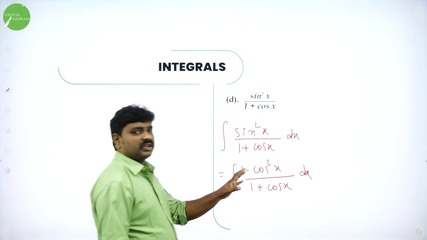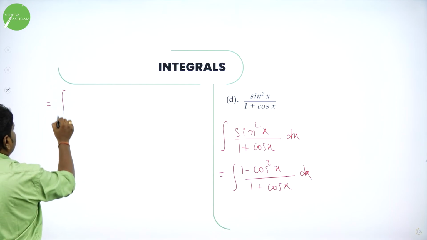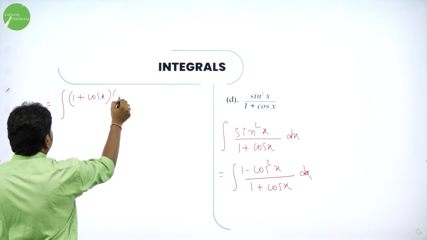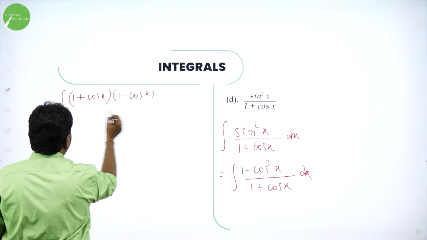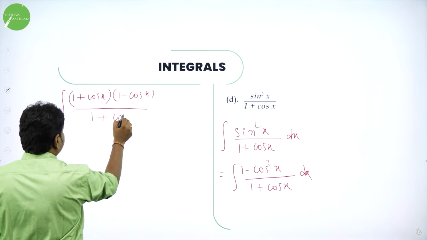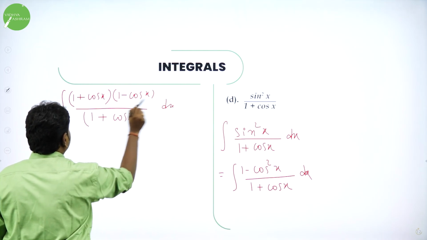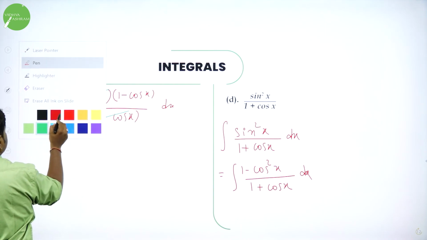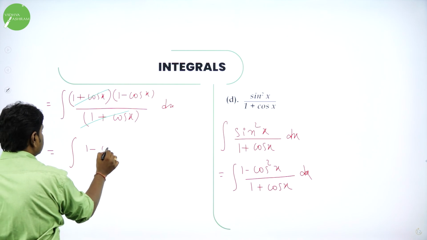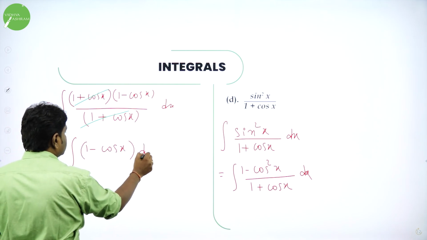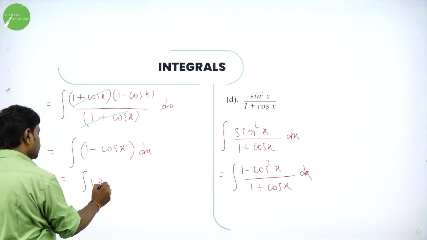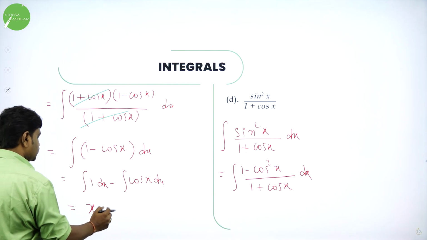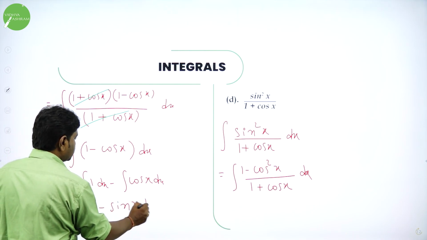The numerator is in the form a square minus b square, which can be written as a plus b into a minus b. So the numerator can be written as 1 plus cos x into 1 minus cos x, divided by 1 plus cos x, dx. Now you can cancel 1 plus cos x with 1 plus cos x. What is left is integration of 1 minus cos x dx. Now integrate each term: integration of 1 dx minus integration of cos x dx. Integration of 1 is x, minus integration of cos x is sin x, plus c.